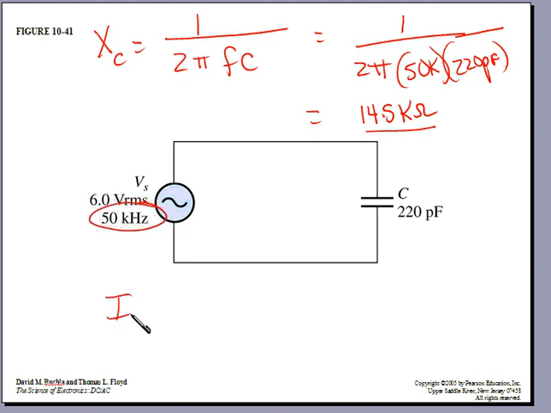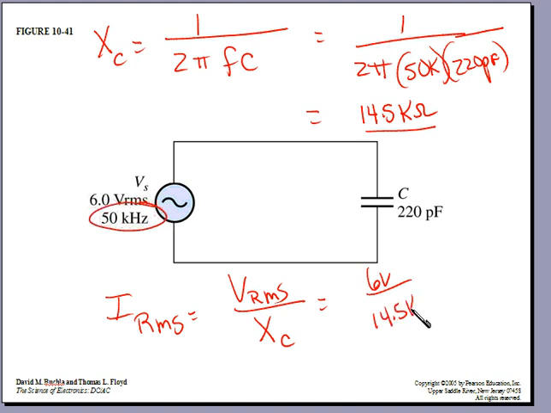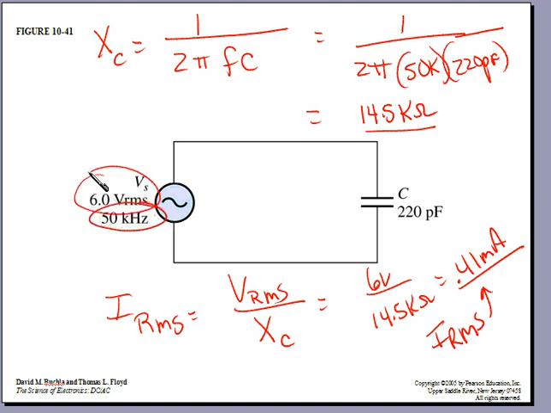If I wanted to find the current here, I would use Ohm's law and just divide the voltage by the reactance. So it would be 6 volts divided by 14.5K, which is going to be about 0.41 milliamps. And this current here is an RMS current, because the voltage I'm using is an RMS voltage.